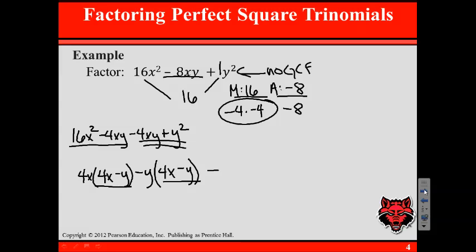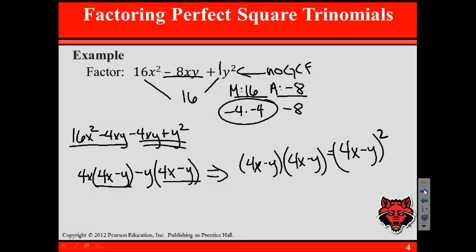So we write that binomial once, 4x minus y. And then we write the remaining polynomial, which will also be 4x minus y. So another way we can write this, because we have two identical polynomials, is 4x minus y squared.